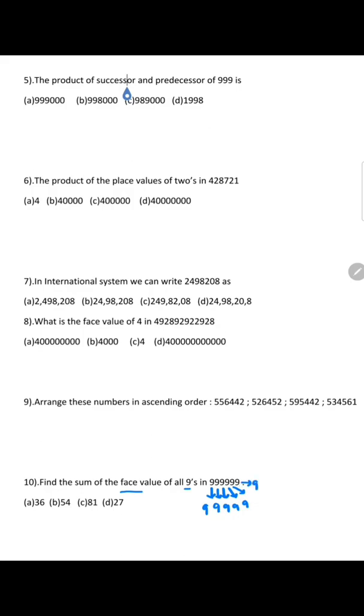So what they're asking you is the sum. Sum means addition. You have to add. We have to add all these numbers. So 9 plus 9 plus 9 plus 9 plus 9 plus 9, which is nothing but you can write it as 9 into 6 will give us 54. Because there are 6 nines, I am multiplying 9 into 6, which will give the answer as 54. So the correct option for this question is option B.